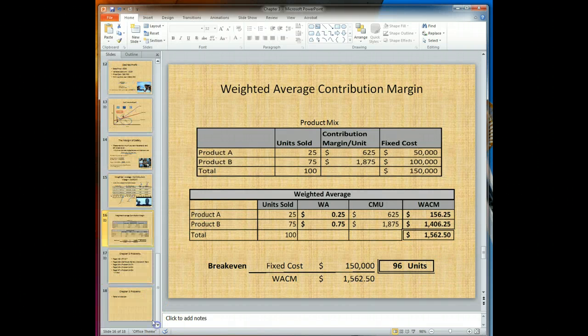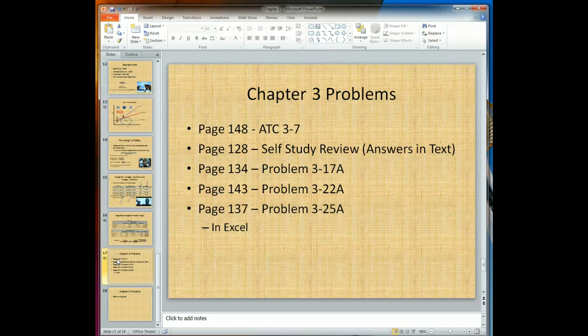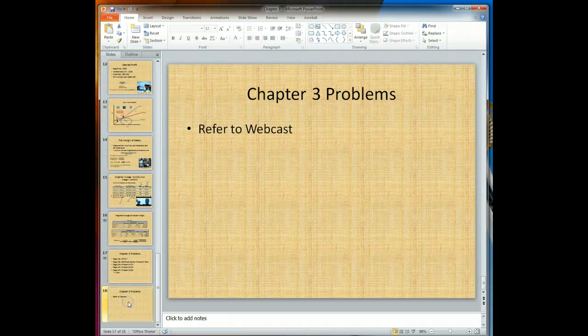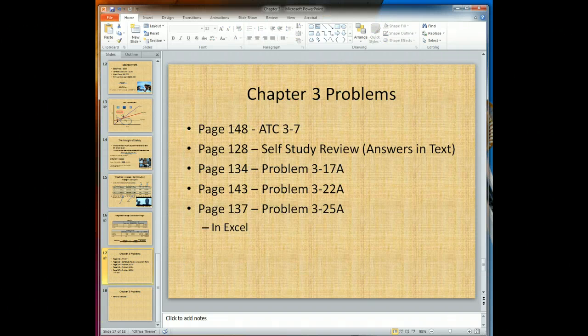Is there anything else on this? I'm feeling there's one more slide. Oh, problems. I have separate screencasts for all of these problems except for this one. This one, the answer is actually in the textbook right next to the problem. So you should definitely work through those on the separate webcast. That's chapter 3. Good luck on chapter 1. Bye.